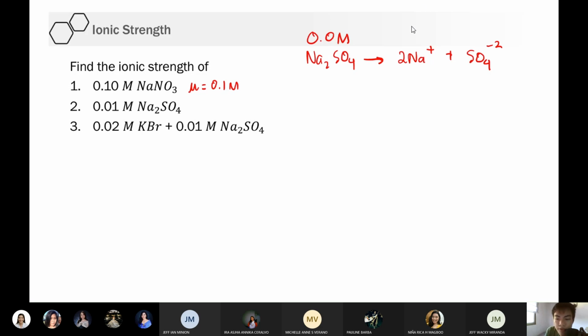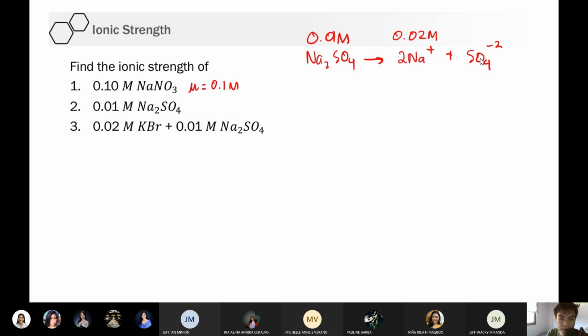Okay, so the concentration is proportional to your coefficients, because we still follow the law of conservation of mass. According to this equation, we will produce 2 moles of sodium. That means we will produce twice the concentration of your original ion. Whatever the coefficient is, you multiply it with your concentration. So we will produce 0.02 molar sodium ions. The concentration will be twice that of the original concentration because of the coefficient.